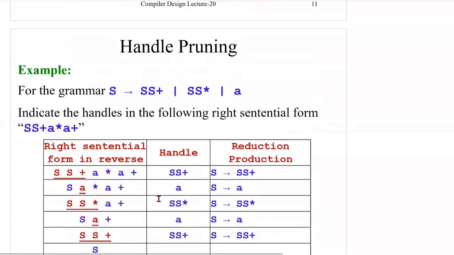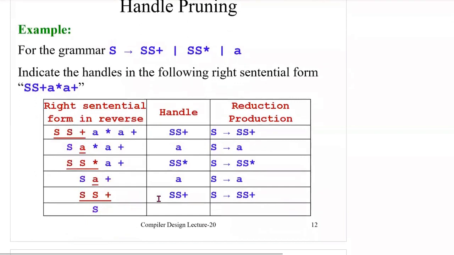Handle pruning is nothing but the same as handle or reduction, but the complete process is called handle pruning. In each and every step we have to identify the handle and derive its starting variable or root. That process is called handle pruning. For example, for the grammar S derives SS plus, or SS into, or terminal a, indicate the handles in the following right sentential form. The string given is SS plus a into a plus.